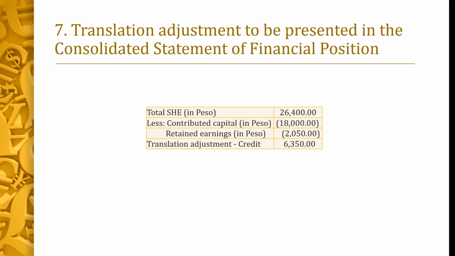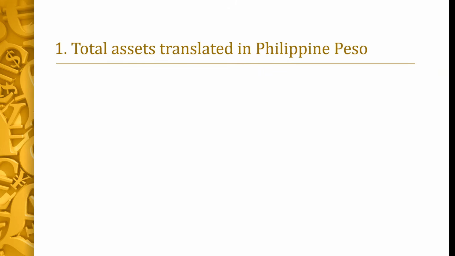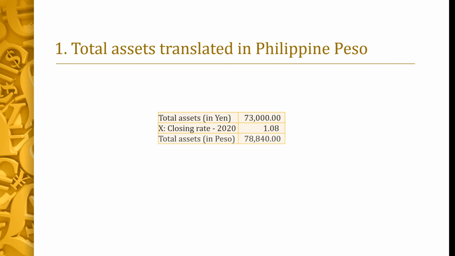Alright? That ends your first set of requirements. Second set, December 31, 2020. Okay, let's go. Number 1, total assets, Philippine peso, the same procedure. Just multiply the total assets in Japanese yen by the closing rate year 2020. So our answer for number 1, 78,840.